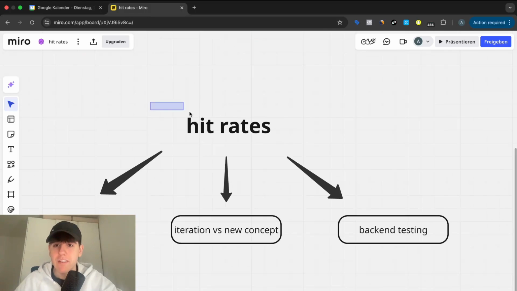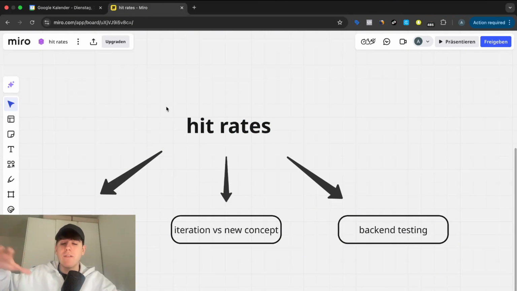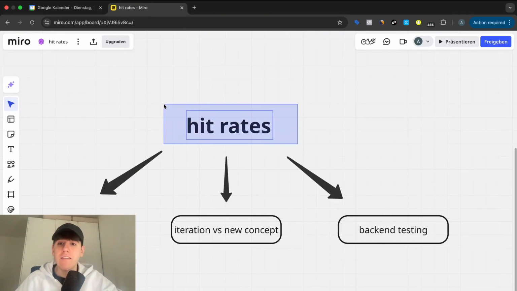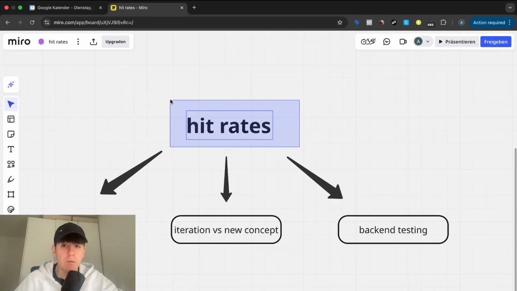By the way, hit rate is just the percentage of ads that work based off of the ads that you've tested overall. And so let's say they're below 1%, then obviously you can test 20, 30, 50, or 100. None of them are going to work, okay? That's what you have to keep in mind.